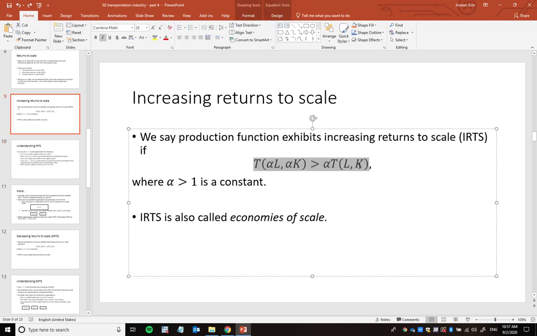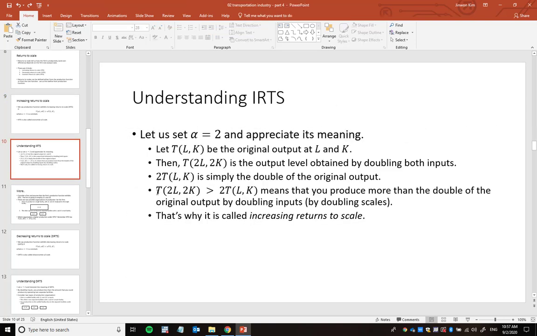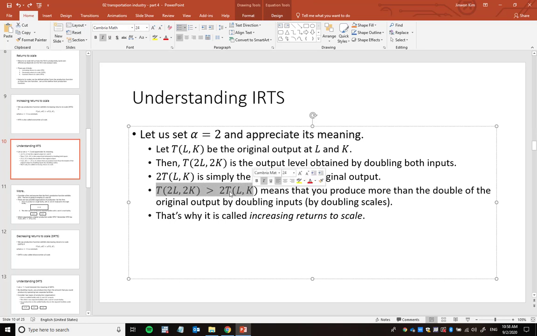IRTS, increasing returns to scale. Increasing returns to scale means that the left-hand side is larger than the right-hand side. So this is larger than this one, which means that when you double both inputs, you produce more than double the original output.